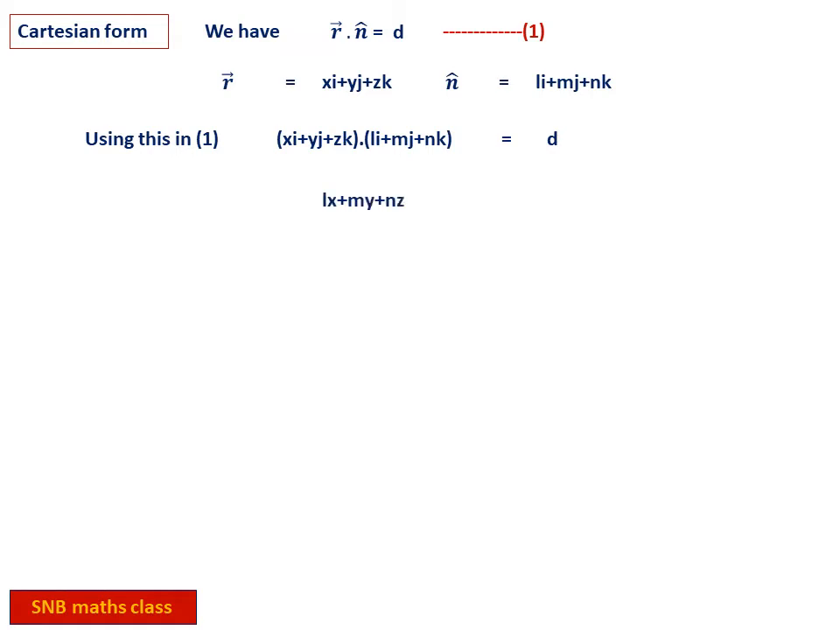Now dot product you know. Therefore, it is Lx plus My plus Nz equal to D. This is the Cartesian form. So, one is vector form, another one is Cartesian form. So, this is the derivation of the equation of the plane under the first condition, that is distance from the origin is given and normal vector is given. Both vector form and Cartesian form you have to remember.